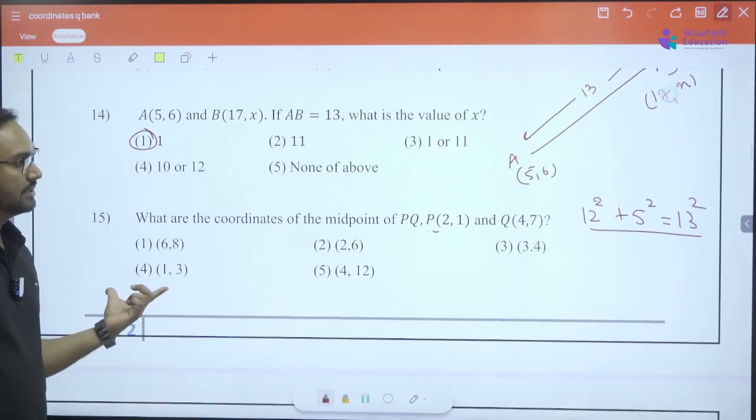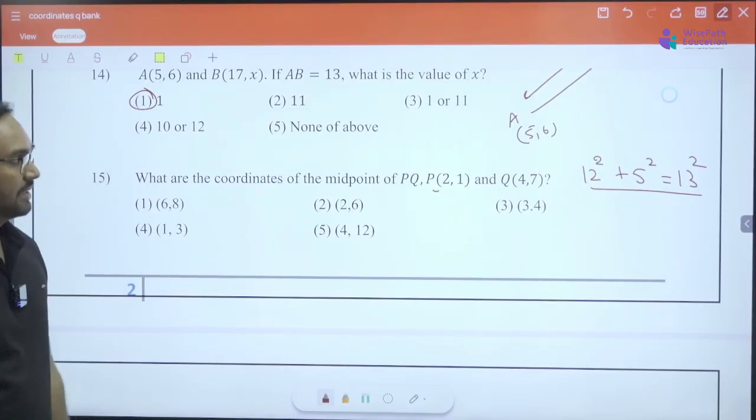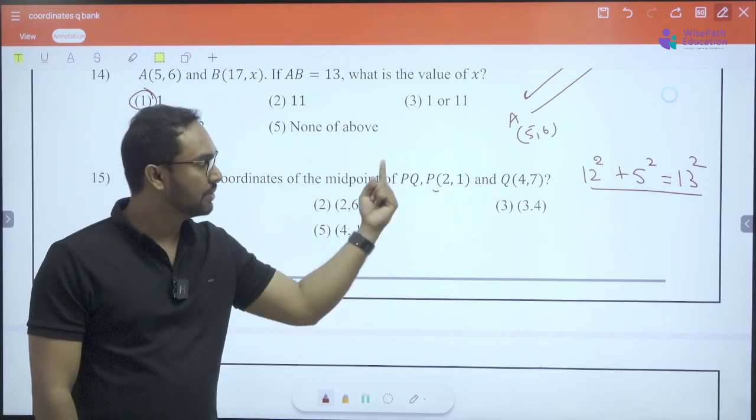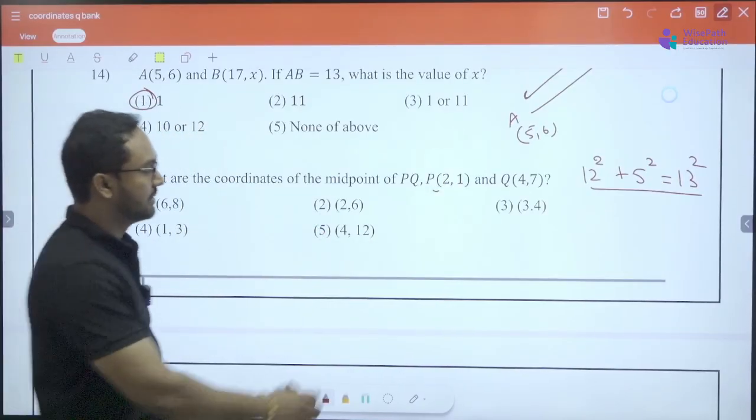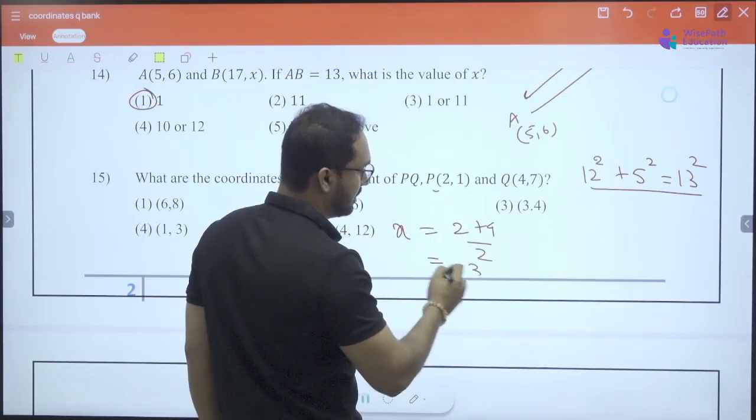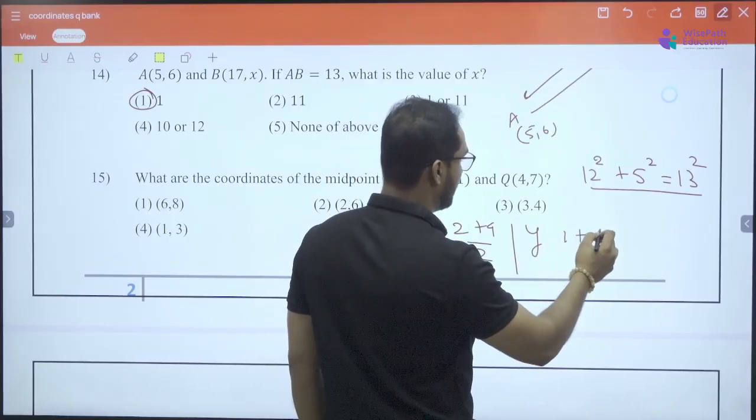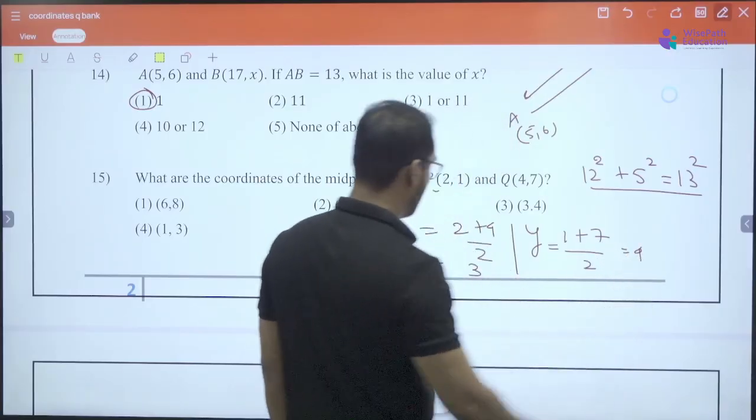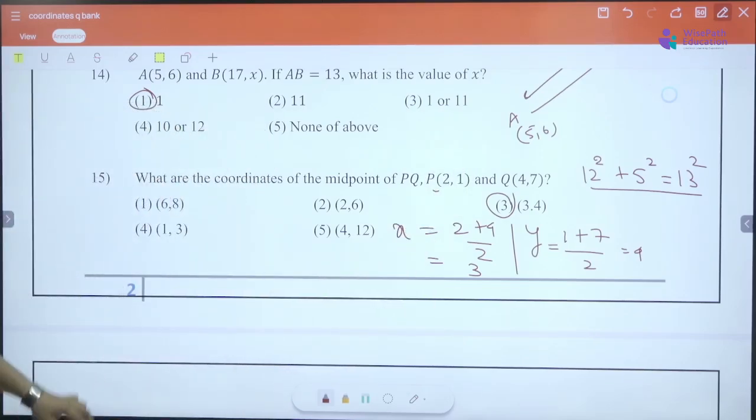What are the coordinates of the midpoint of PQ? P is (2, 1), Q is (4, 7). That is easy, right? What do you do to find the midpoint coordinates? You add the two x coordinate values, divide it by 2. You add the y coordinate values, divide it by 2. So 2 plus 4 is 6. So x coordinate is (2 plus 4) divided by 2. That is 3, right? And the y coordinate is (1 plus 7) divided by 2, that is 4. So (3, 4), third answer, right? Now those are easy.